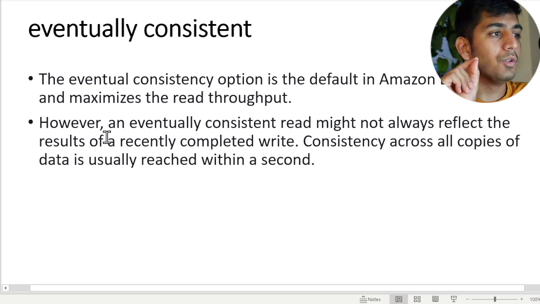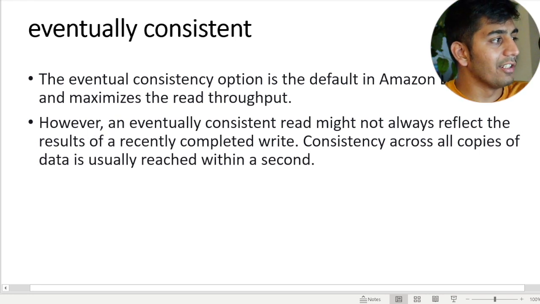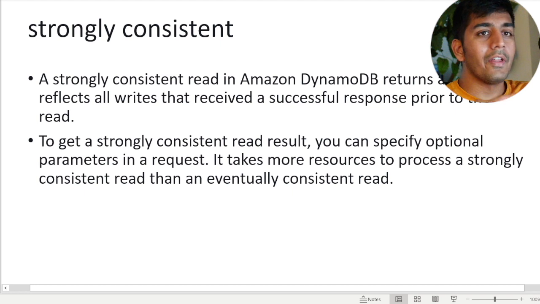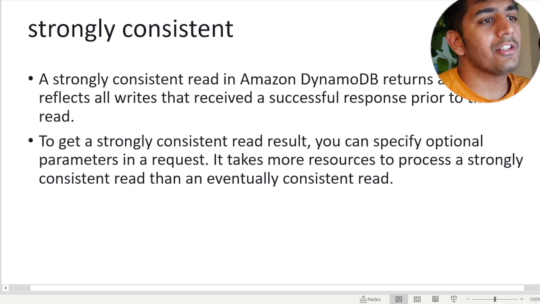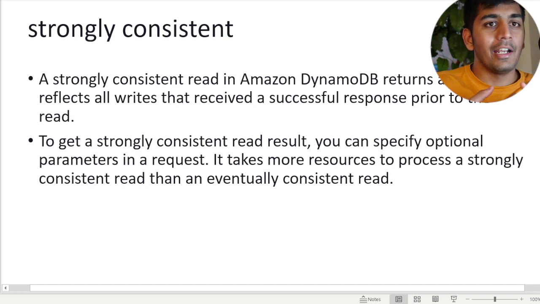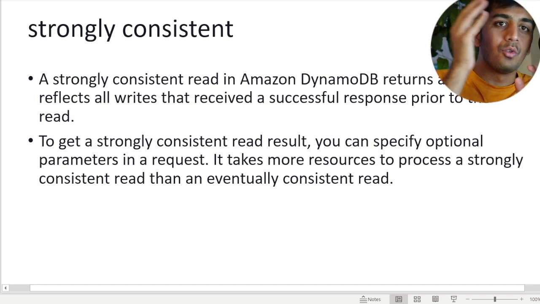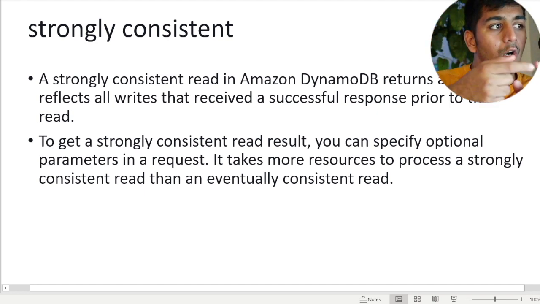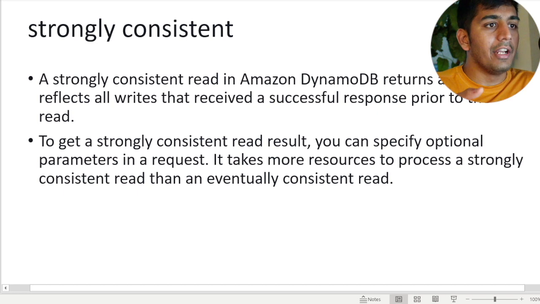But I do want you to understand what eventual and strong consistency are, for when you are asked. On the other end, let's read strong consistency. A strongly consistent read in Amazon DynamoDB returns a result that reflects all the writes that received a successful response prior to a read. Whenever you write data, it will be written into all the replicated regions, and it will only give you a response when it has written in all of them. So you won't be expecting stale data here.